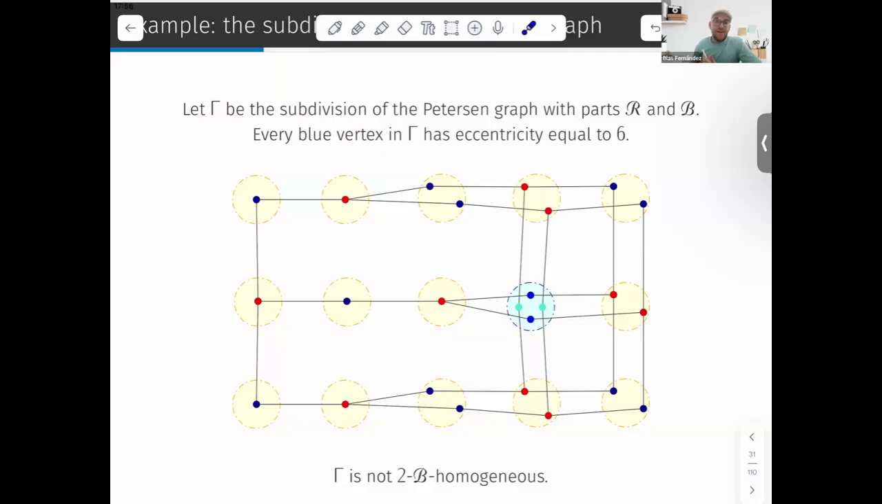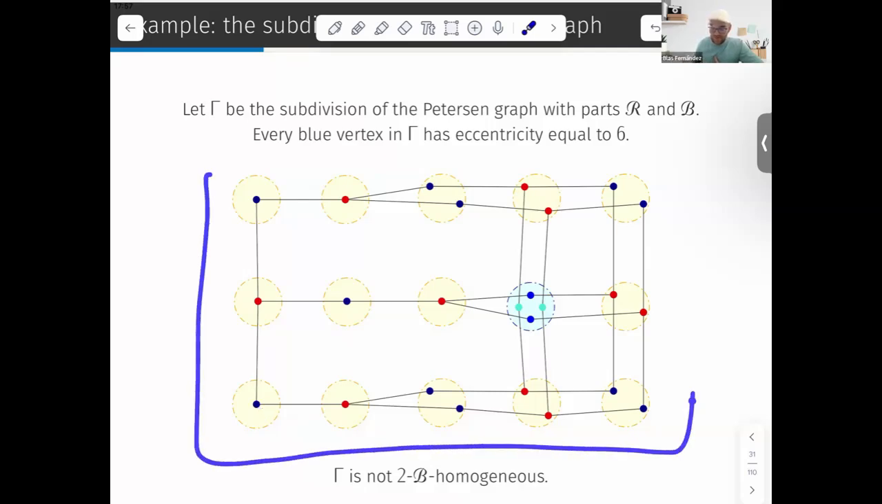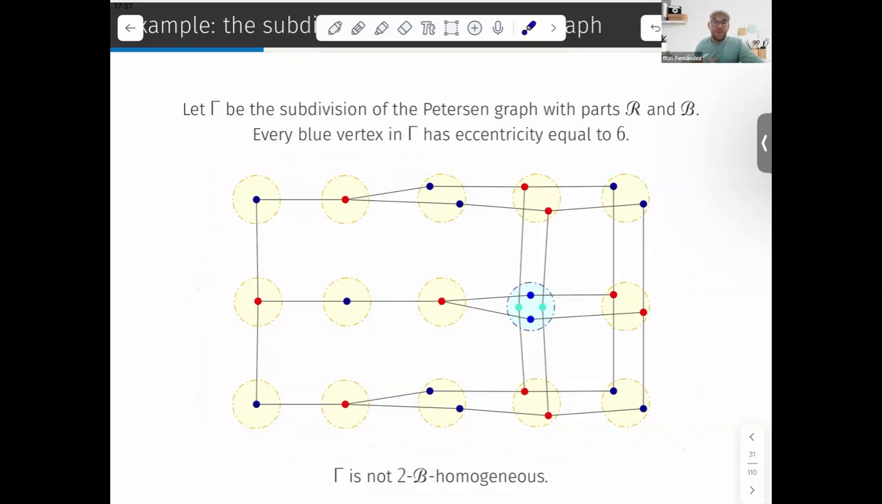However, now if we pick blue vertices in the subdivision of the Petersen graph, we will have that for every blue vertex that we pick and every vertex at distance 2 from the vertex that we pick, the distance partition that I define has the same shape, and this shape is the following. So now if we would like to check this 2y homogeneous condition for the blue vertices, we observe that it is not satisfied. And to see this, we just need to consider all blue vertices which are in this bubble.